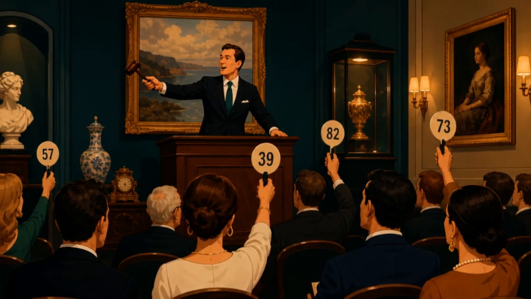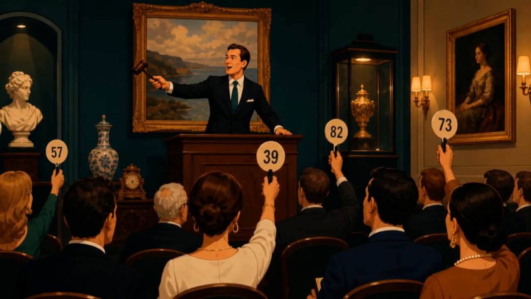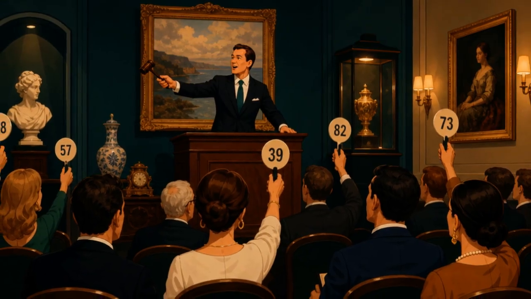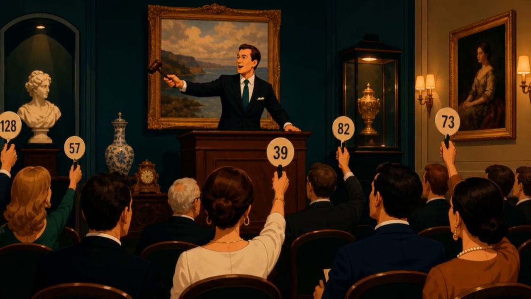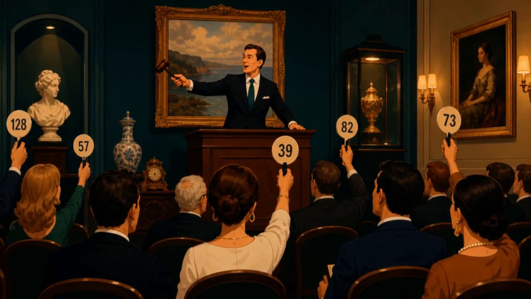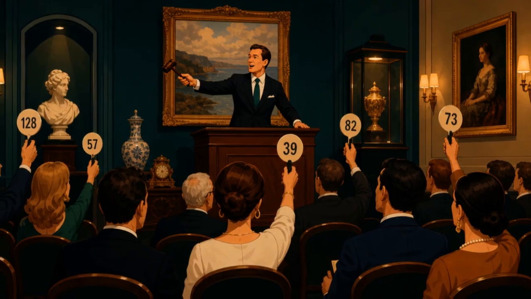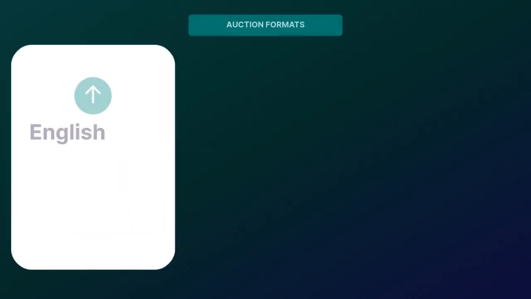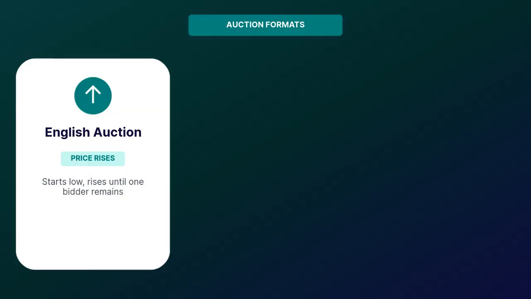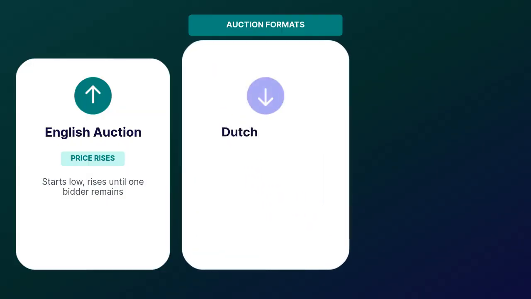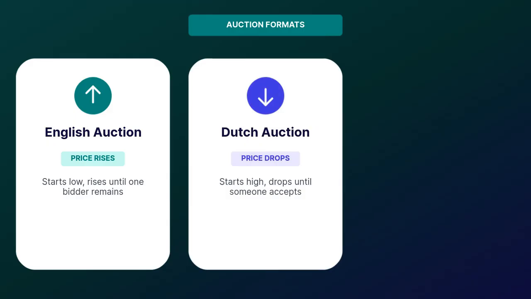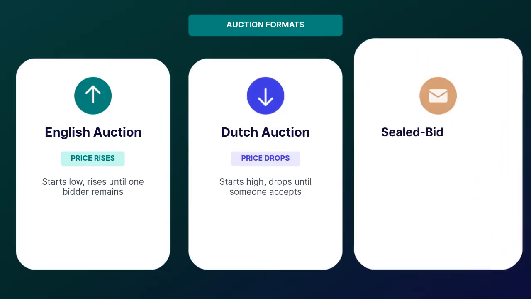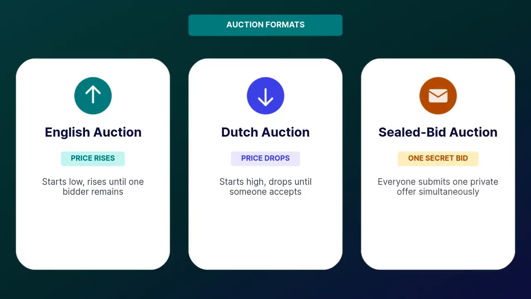One of the most famous applications of mechanism design is the auction. A well-designed auction gets bidders to reveal how much they truly value an item without the auctioneer having to ask directly. Different auction formats produce very different outcomes, even with the exact same bidders and items. In an English auction, the price starts low and rises until one bidder remains. In a Dutch auction, the price starts high and drops until someone accepts. In a sealed bid auction, everyone submits one private offer. Each format changes how people think and behave, even if the item being sold is identical.